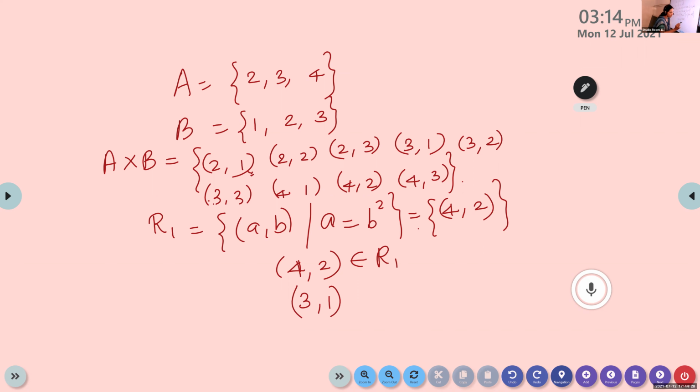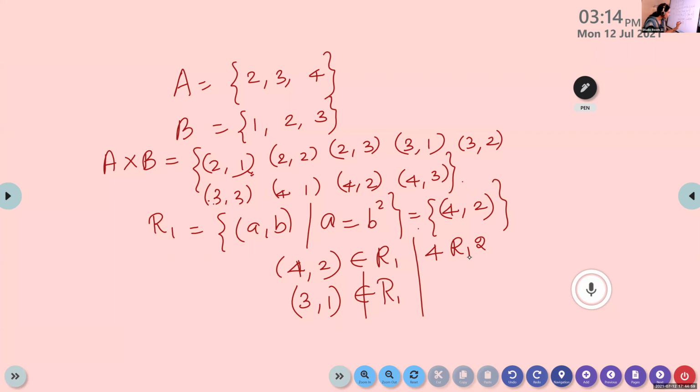Therefore, we'll say (3, 1) does not belong to the relation R1. Now listen. The same thing in other words: 4 is related to 2 under the relation R1. Look at the symbol 4 R1 2. What does it mean? 4 is related to 2 under the relation R1.